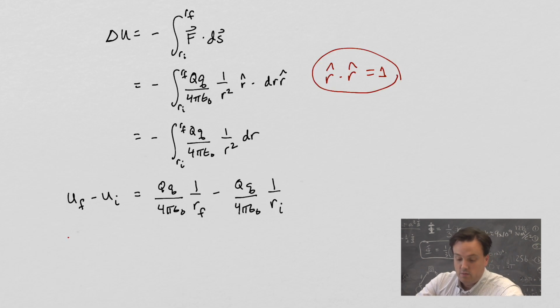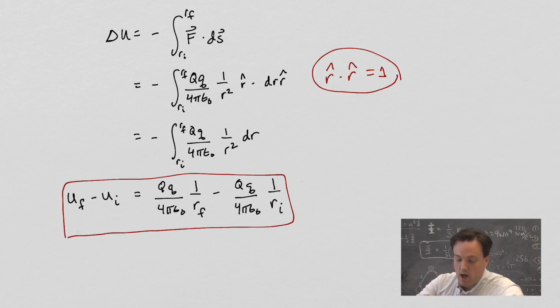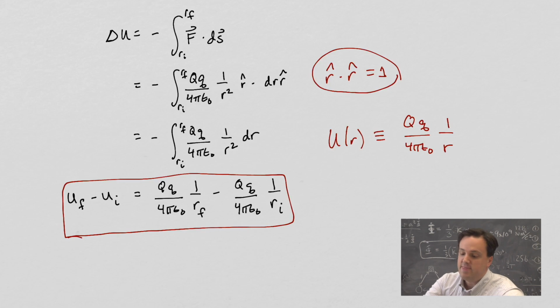And when I finally finish evaluating this expression, I can see that I can write the change in potential energy, the final energy minus the initial energy, in terms of a single function, right? I have QQ over 4 pi epsilon naught, 1 over some distance. And so from this expression, I can define U as a function of r to be Q over 4 pi epsilon naught, 1 over r. And then what I found by doing the integral out in all of its glory is just that Uf minus Ui is U of rf minus U of ri.